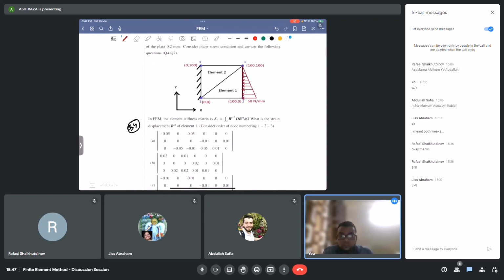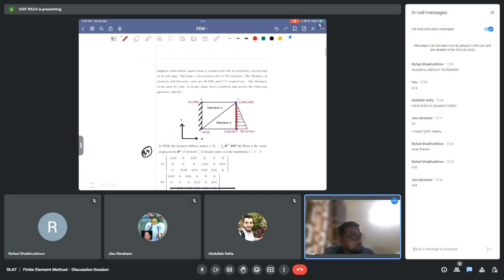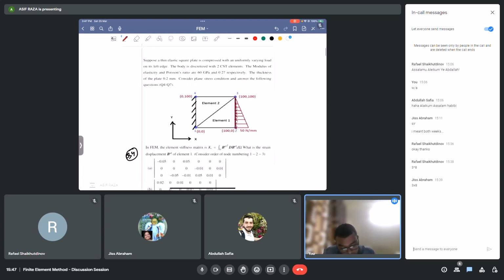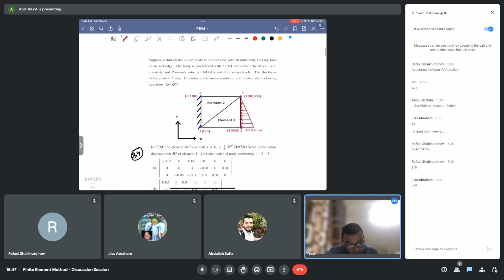Let's move on to the next question. Suppose a thin elastic square plate is compressed. This is in regard to questions number 4 to 7. Suppose a thin elastic square plate is compressed with a uniformly varying load on its left edge. The body is discretized with two CST elements. The modulus of elasticity and Poisson's ratio are 60 GPa and 0.27 respectively. The thickness of the plate is 0.2 mm. Consider plane stress condition and answer the following questions.